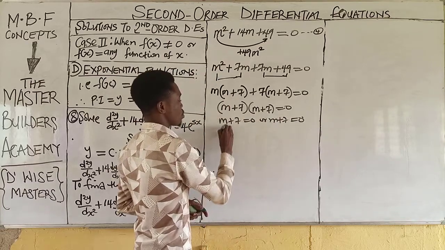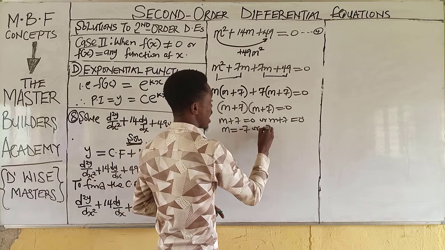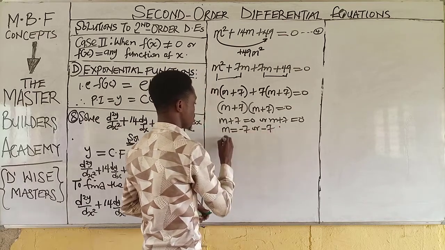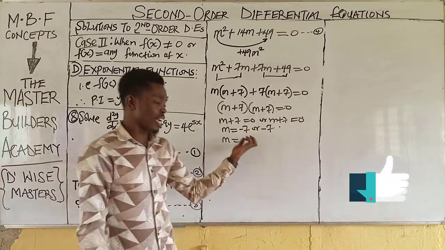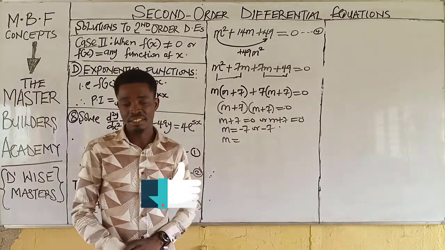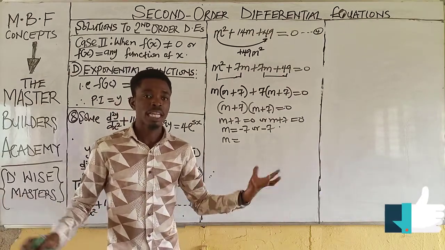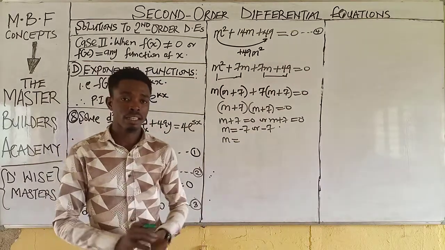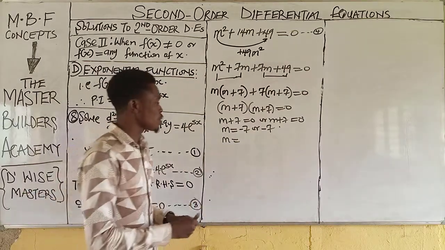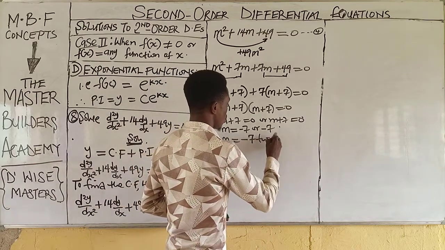When we collect like terms, we automatically have m = -7, or m = -7. And from here, the two results that we have are real, and they are equal. They are the same. That means this is a case called real and equal roots. What do we do there? We just pick one m and say this is equal to -7 twice.